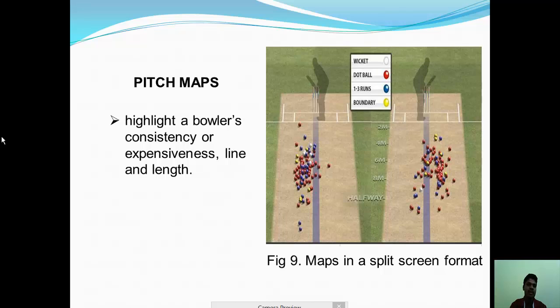Here, the different colors represent the different runs scored by the batsman, the number of balls that the batsman left alone, the number of balls that were defended, the number of balls that he scored on, and the number of balls that he hit for boundaries.